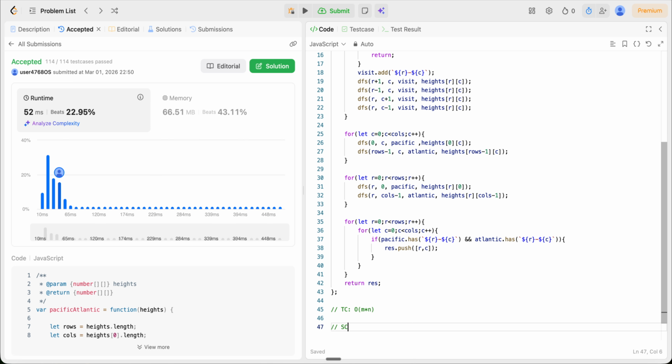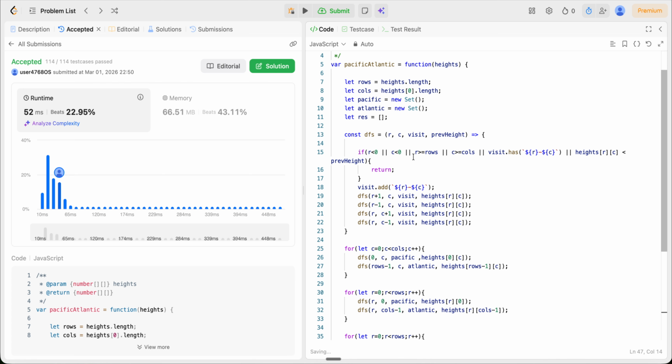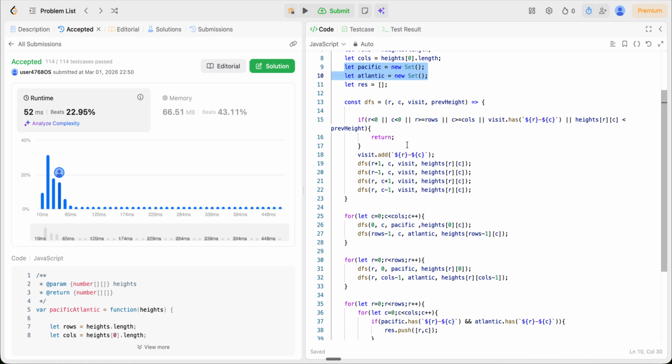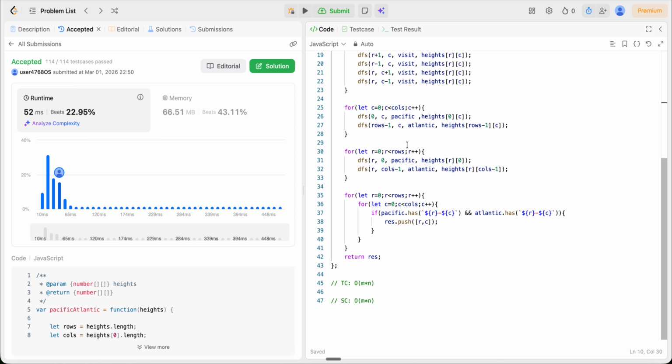And the space complexity would be big O of m cross n as well, because we are going to have a result array, and it might have all the cells which are reaching both the oceans. That would be possible, and same thing with Pacific and Atlantic Ocean. If all the cells are reaching, then they will also have all the cells in the set. So that is how we get time and space complexity.